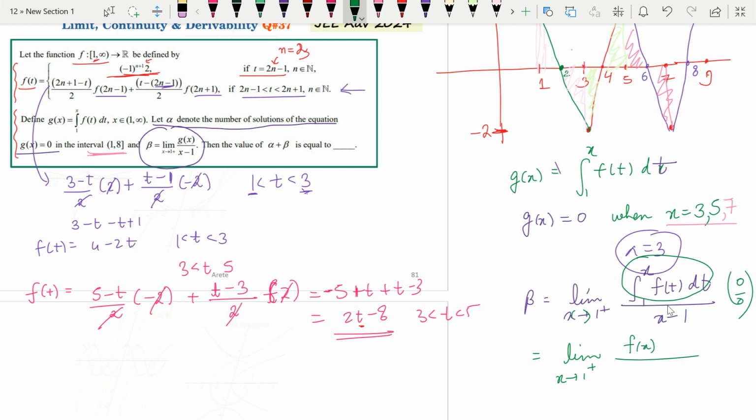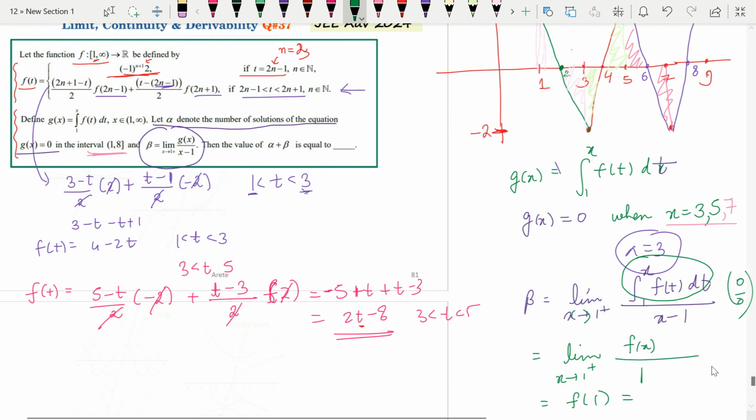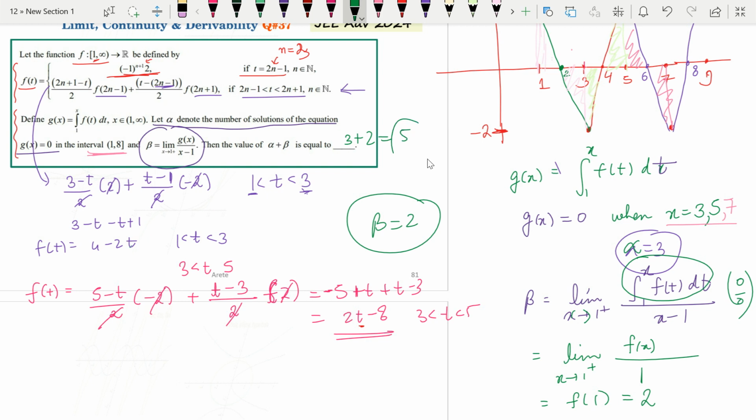Maybe I will put in the information. And what is the derivative of the denominator? 1. So what is this? f of 1. And what was f of 1? Here, 2. So f of 1 is 2. So you got your beta value to be 2, alpha was 3. So what is this? 3 plus 2. So you got a 5. What a beautiful question. See you with another one.